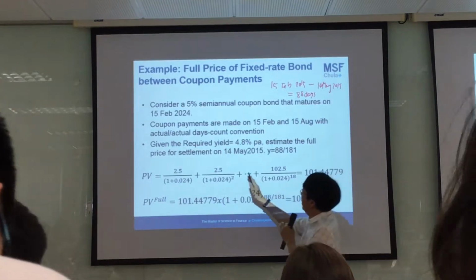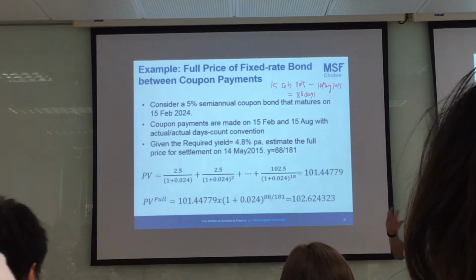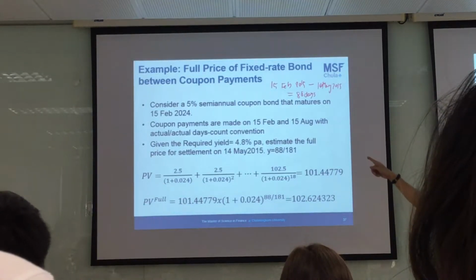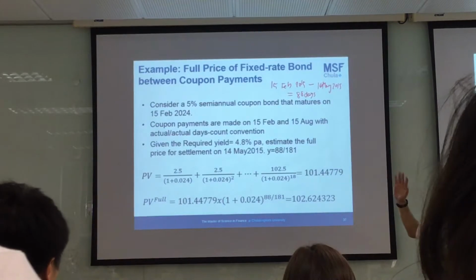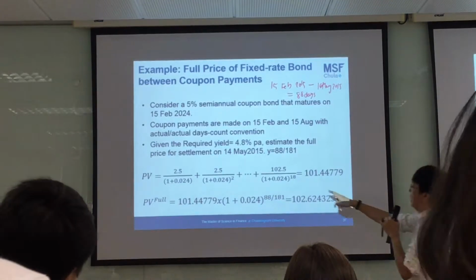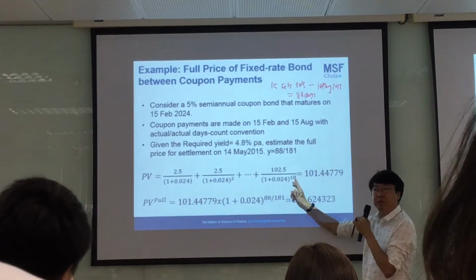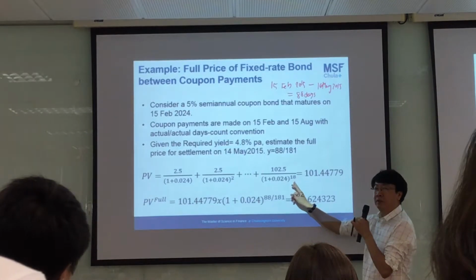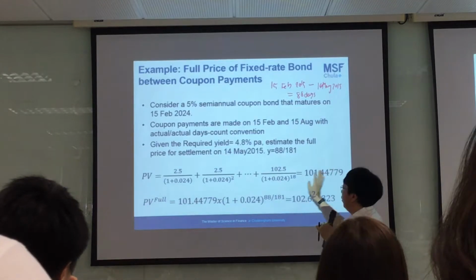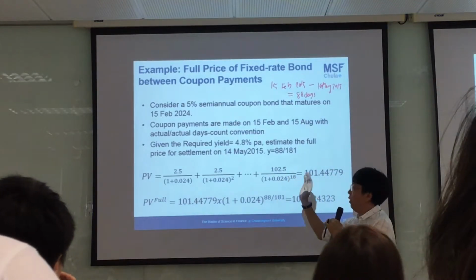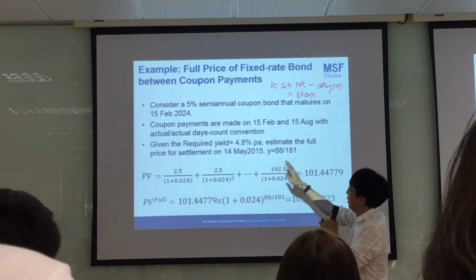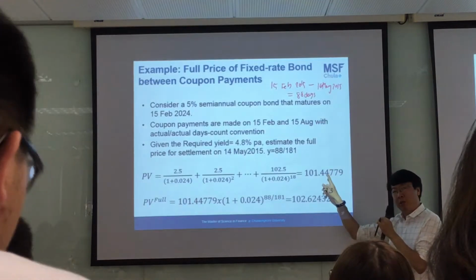So you have to count the number of periods, or number of coupon payments, from 14 May 2015 until 2024. Now, how many coupon payments are there? You can count, right? That will be 18 payment periods. So in this case, suppose that we price the bond as if we were at 15 February 2015. The price will be equal to this one.